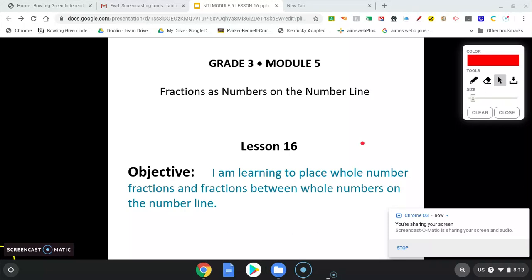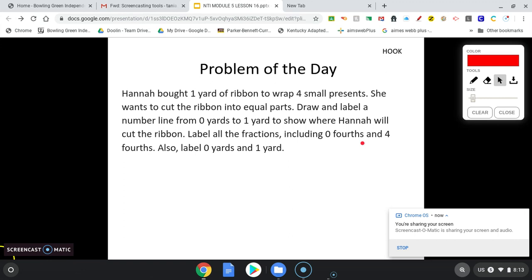Today we're going to continue to work on fractions. We are learning to place whole number fractions and fractions between whole numbers on the number line. We're going to begin with our problem of the day. In your packet, it probably says application problem, so you need to work through this as we're doing it together on the computer. So let's begin by reading the problem of the day.